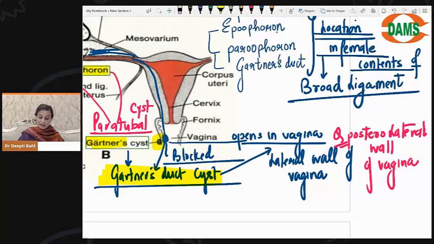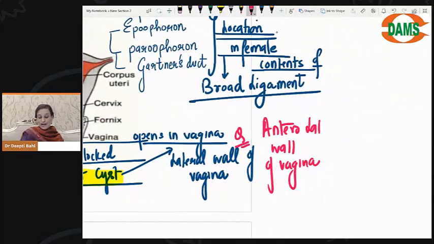Sorry, please, for Gartner's duct cyst, write it in the anterolateral wall. I'm sorry, I wrote it by mistake as postero. Write it as anterolateral wall. So Gartner's duct cyst is seen in the anterolateral wall. I wanted to differentiate it with something which is seen in posterolateral, so I wrote posterolateral, but we will talk about it later.